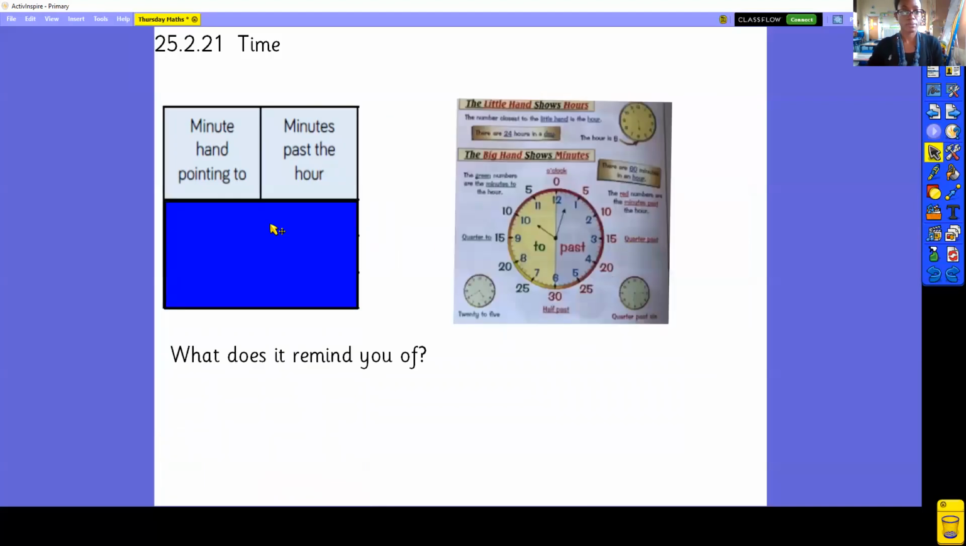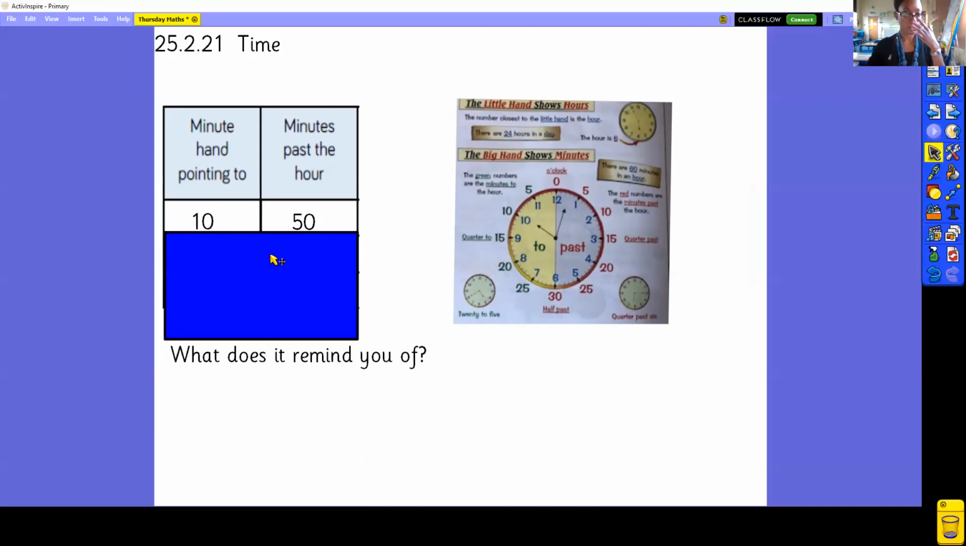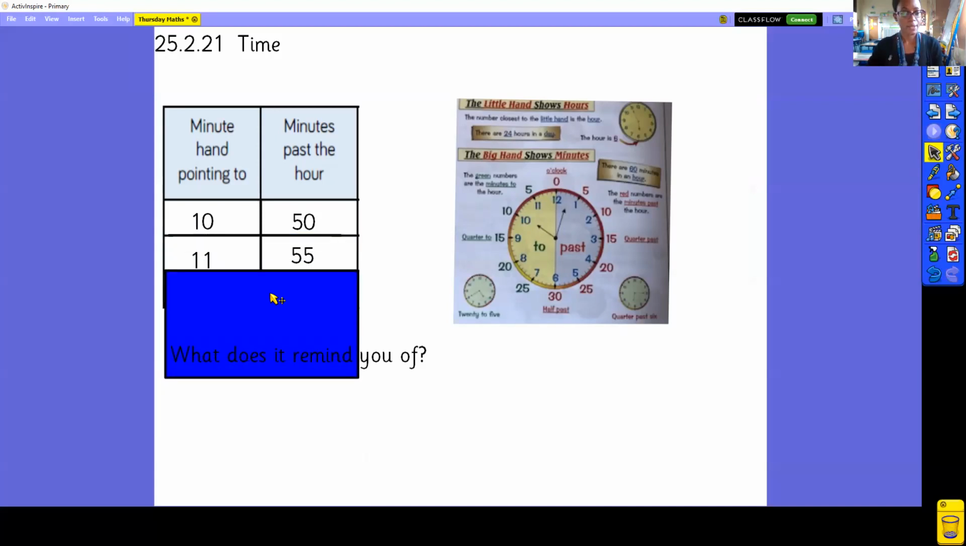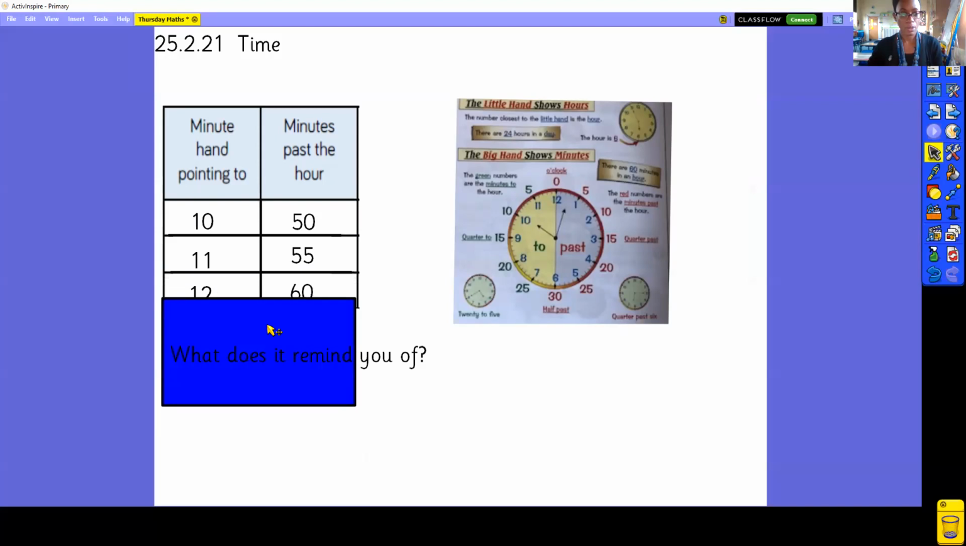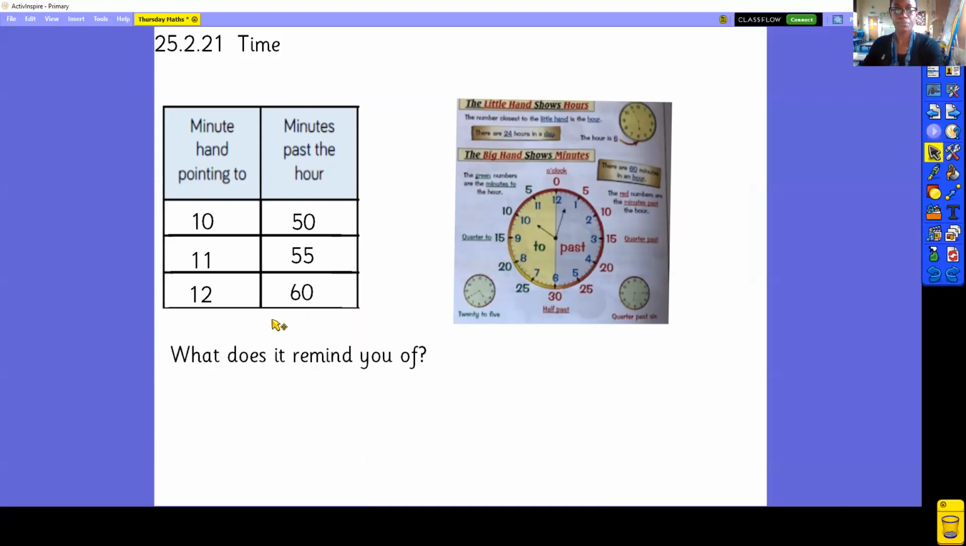Turning over the page a bit more. So again, just a few more. If your page isn't big enough, we need to make a new heading like me, that's absolutely fine. But again, we've got the 10, pointing to 10, 50 minutes past the hour. Pointing to the 11, 55 minutes past the hour. Pointing to 12, 60 minutes. Okay, 60 minutes past the hour, a new hour is upon us.